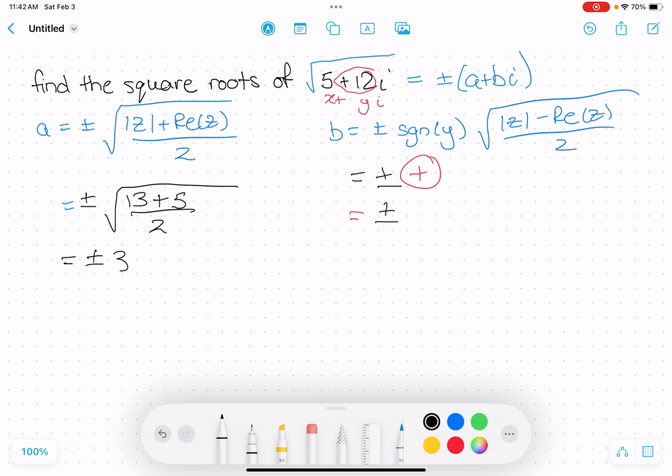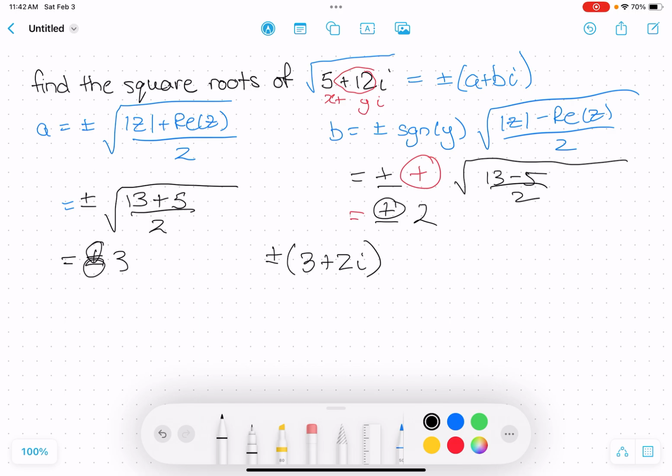Okay, so then we have the same thing again. So we got 13, but this time we're minusing 5 on 2. So 13, take away 5 is 8. 8 on 2 is 4. Square root of 4 is 2. So we'll get plus minus 2. So our answers then are plus minus 3 plus 2i. If I take the first one, I get plus 3 plus 2i, and I take the other one, minus 3 minus 2i. They match up.